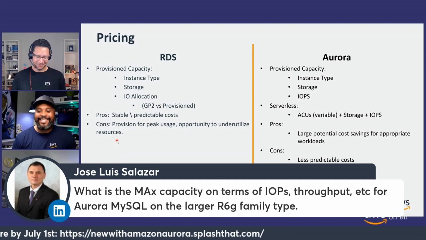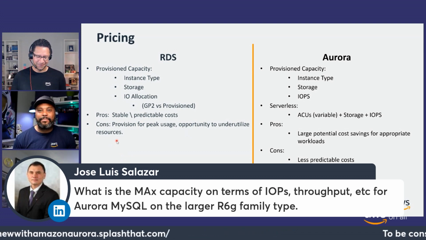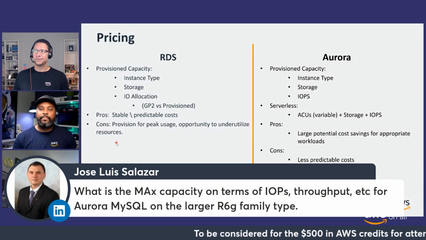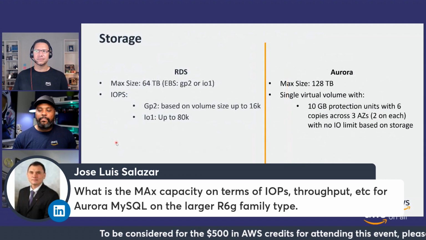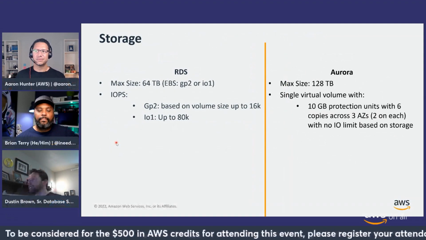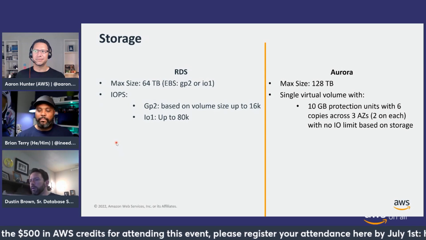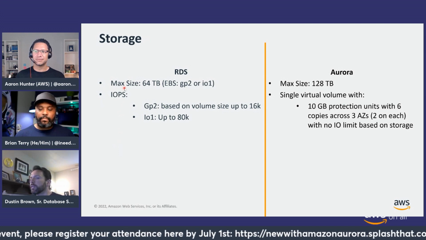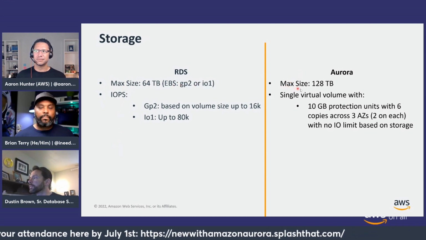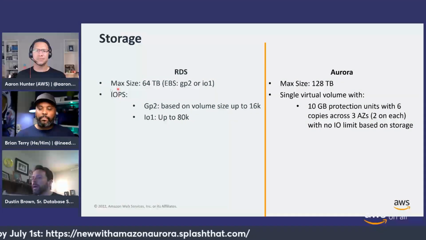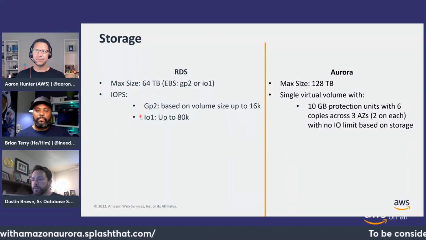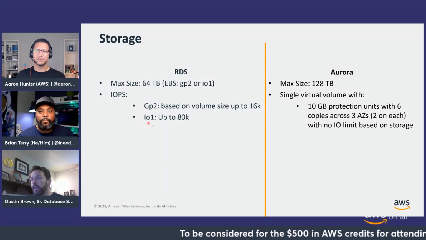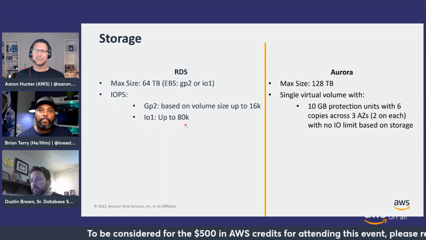But essentially Aurora offers near unlimited IOPS. That's kind of the difference between RDS and Aurora, where with RDS storage you have a max size of 64 terabytes, and with Aurora you have a max size of 128 terabytes. With the IOPS, you can choose one of two different types of storage: one is GP2, the other is provisioned IOPS or IO1, and that allows you up to 80,000 IOPS.